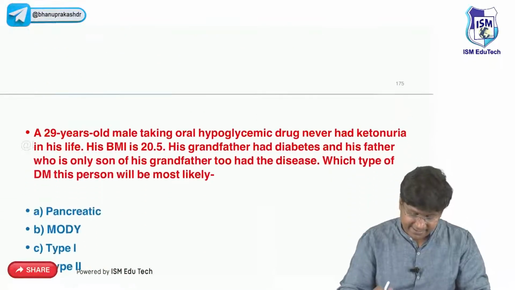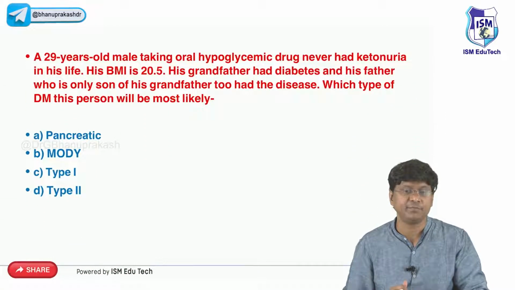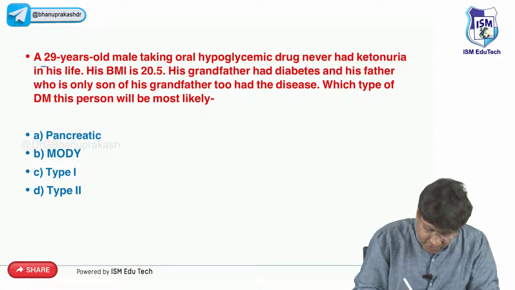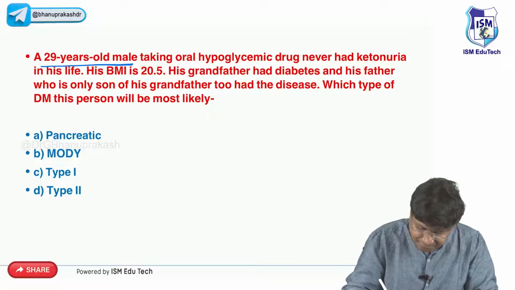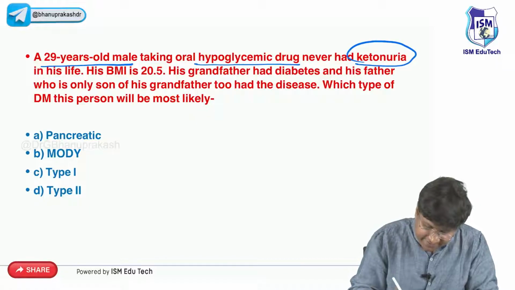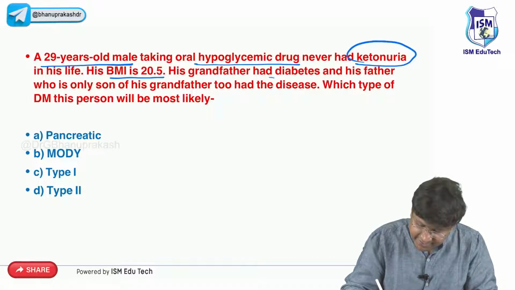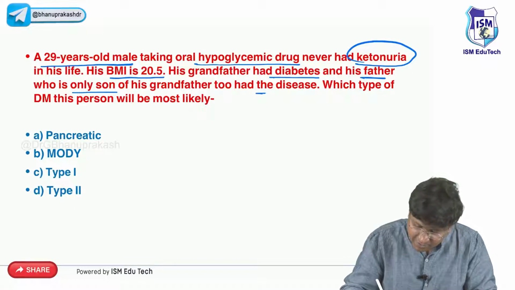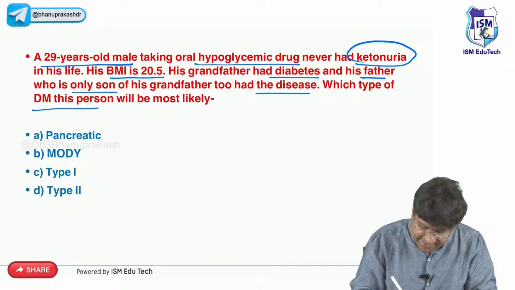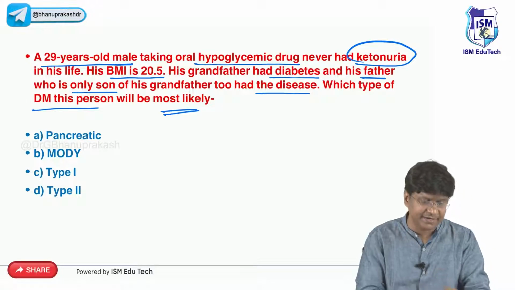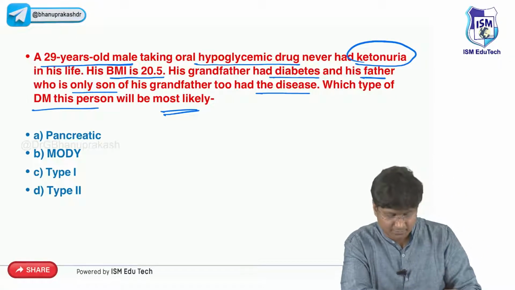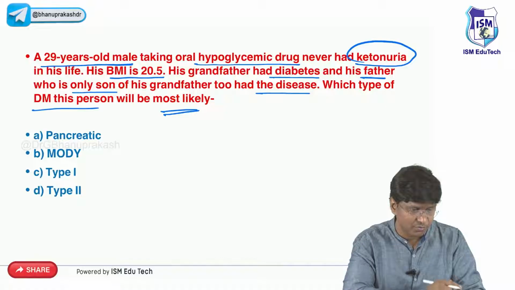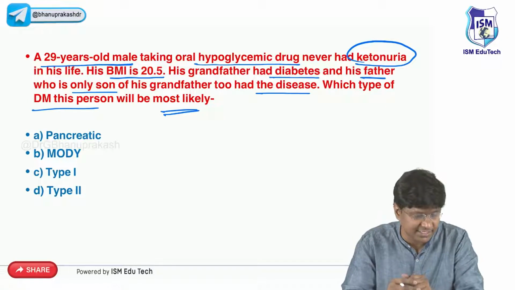Okay, right. And the next, this is a very, very important condition. A 29-year-old male taking oral hypoglycemic drugs, never had ketonuria in his life, BMI is 20.5, grandfather had diabetes, and father, who is the only son of his grandfather, too had the disease. Which type of diabetes is this person most likely suffering from? Pancreatic, MODY, type 1, or type 2? What exactly do you think is the diagnosis in this condition?